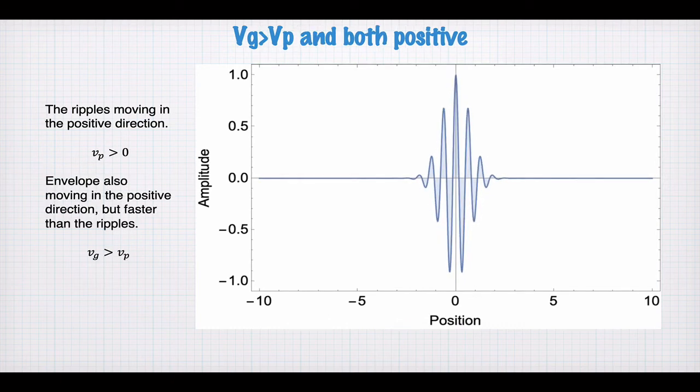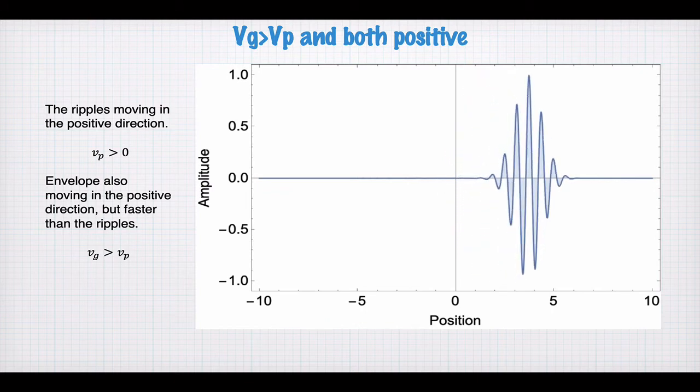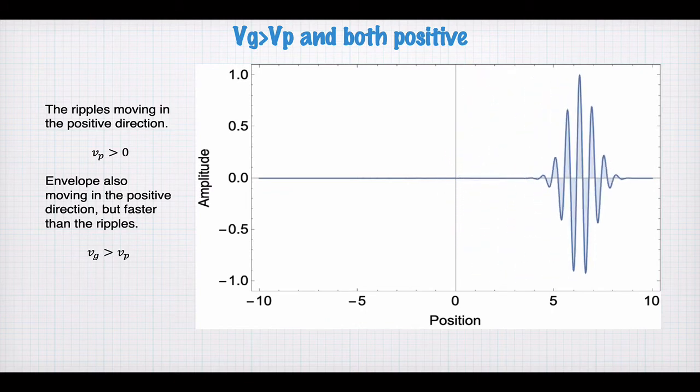In the next example, we have group and phase velocity both positive, but the group velocity is larger, so the derivative d omega dk is larger than the ratio of omega and k. So you can see the envelope moving faster than the ripples. The ripples are being left behind.